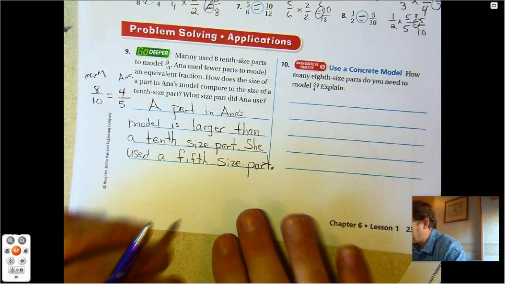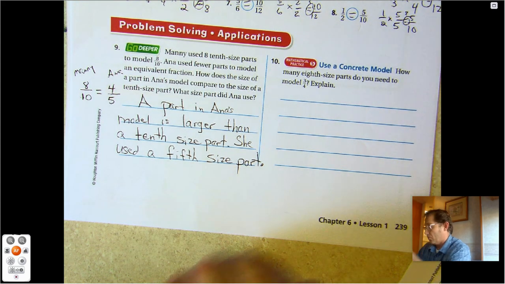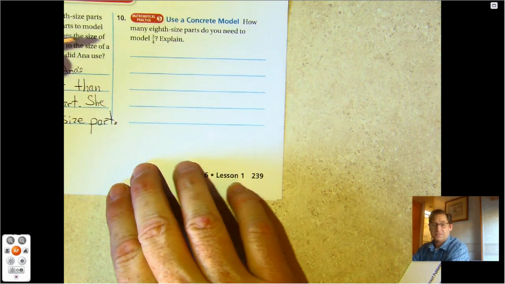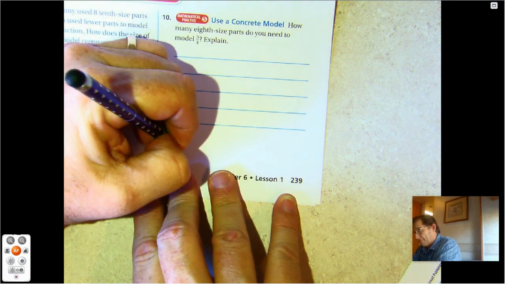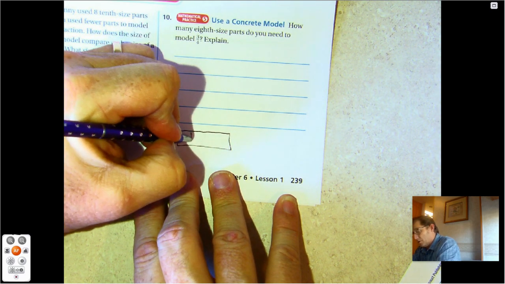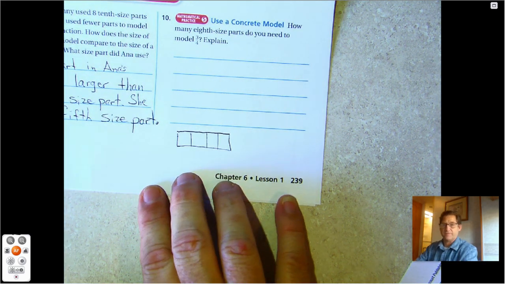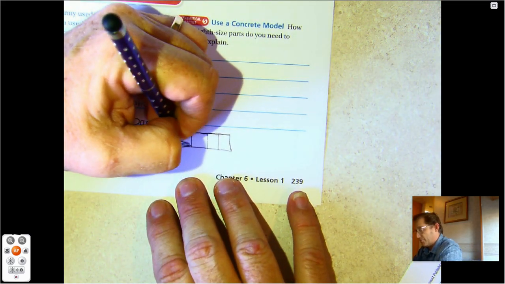All right, number 10. How many 8th size parts do you need to model 3/4? Well, we can draw a picture of that just to prove it. But let's start with 3/4. So 1, 2. All right, so that's roughly fourths. And let's shade in 3/4.